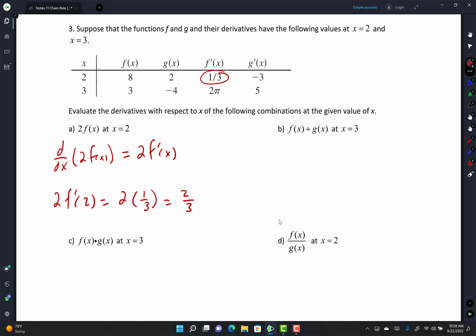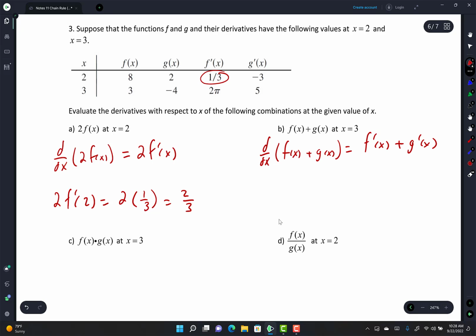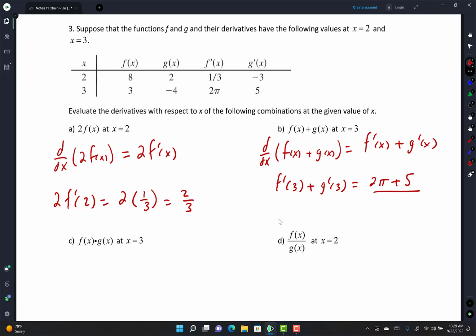Cool? If you want to get ahead, go ahead. No big deal. So I'm going to take the derivative of f of x plus g of x. That's going to be simply f prime of x plus g prime of x. So now all I'm going to do is plug in a 3. F prime of 3 plus g prime of 3. So let's see. F prime of 3 is 2 pi. And then g prime of 3 is 5. If I make a mistake, please let me know, because I make mistakes all the time. Are we okay? Okay. And I'll slow down. I can see some of you guys writing.